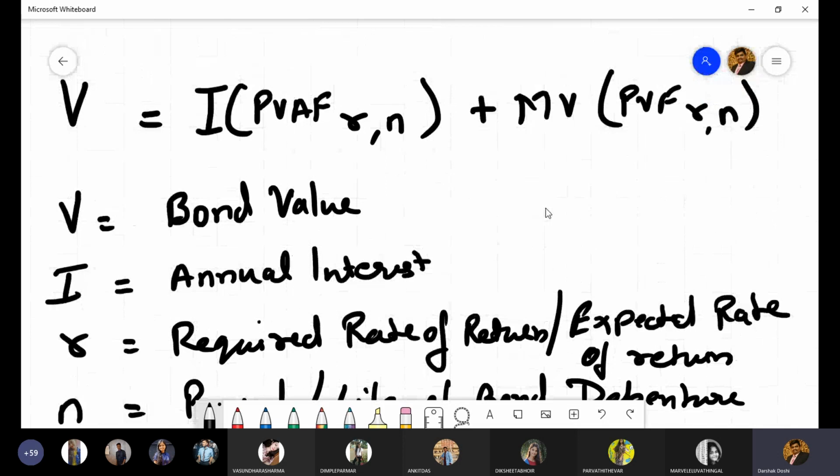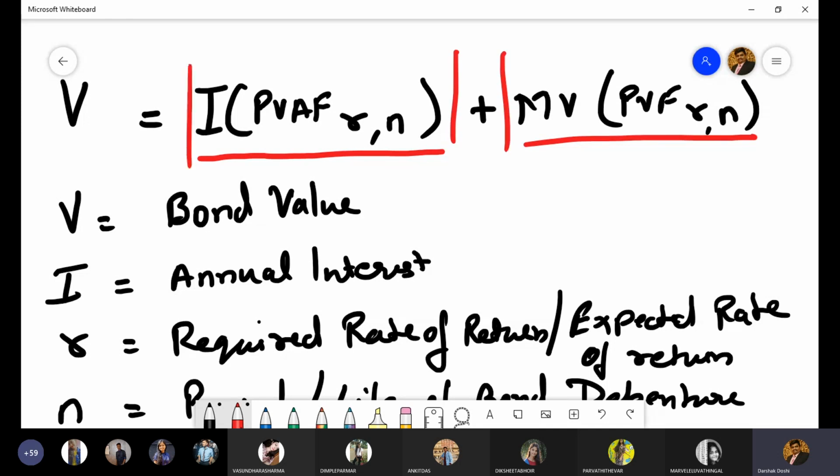Okay, let's understand this formula. I hope everybody has written. When you see, we are finding out the bond value. The formula is divided into two major parts. The first part is related to annual interest and the second part is related to your maturity value. Your annual interest is multiplied by the present value annuity factor at R required rate of return for n period.